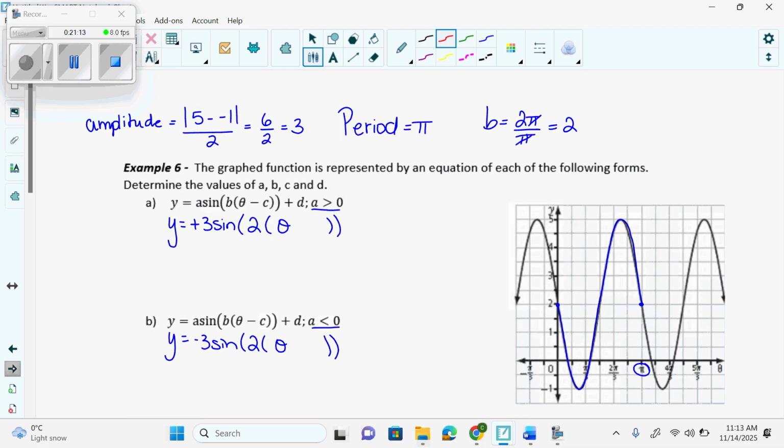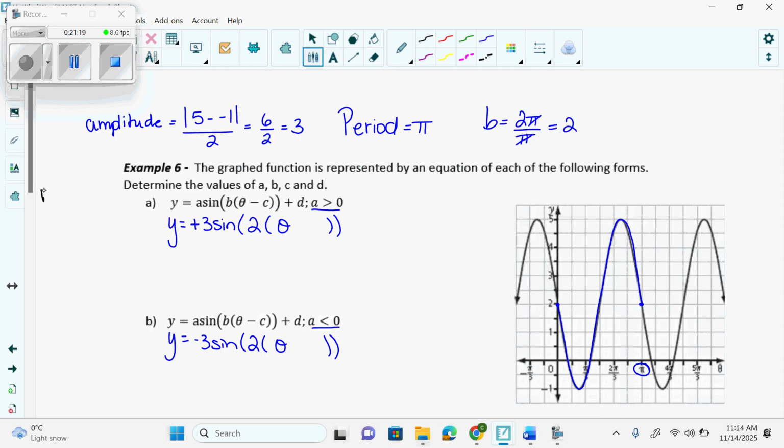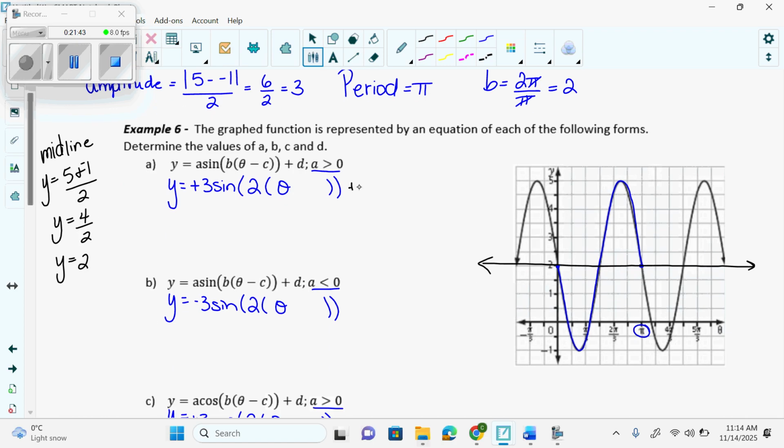Y equals 0. And then we have our last one, which is from 5 to -1. So my midline is y equals 5 plus -1 divided by 2. So y equals 4 over 2, so y equals 2. So if I draw that, it is 3 up and 3 down, so I know I'm right. And then I get a +2 for that.